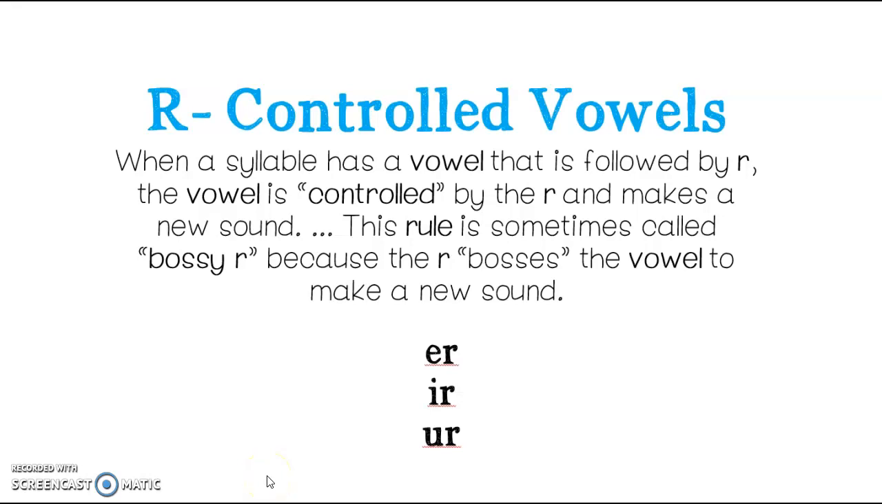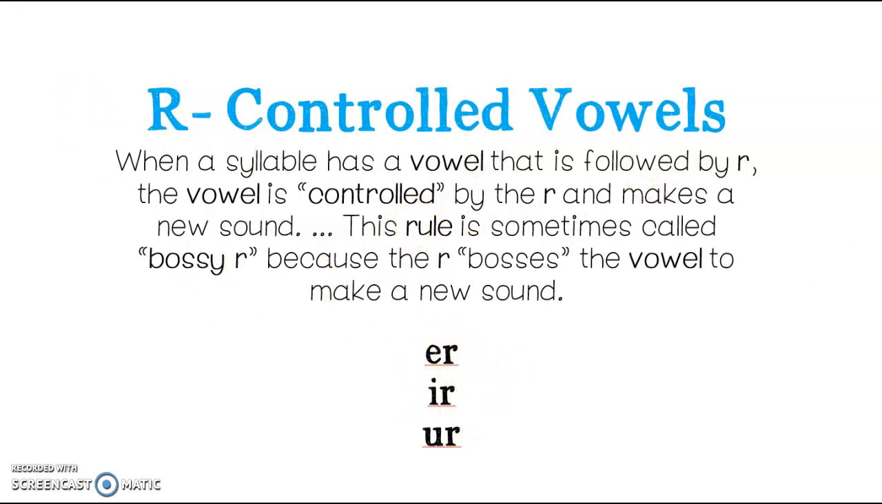Today in phonics we're going to talk about R-controlled vowels, and specifically we're going to be talking about ER, IR, and UR. What is an R-controlled vowel, or a bossy R? So when a syllable has a vowel that is followed by an R, the vowel is controlled by the R and makes a new sound. This rule is sometimes called bossy R, because the R bosses the vowel to make a new sound. So, for example, with ER, IR, and UR, you get the sound er.